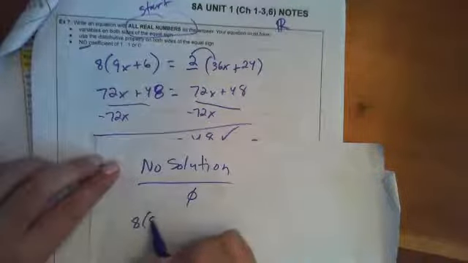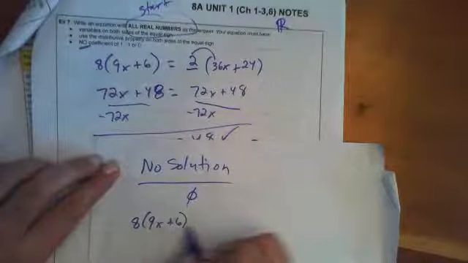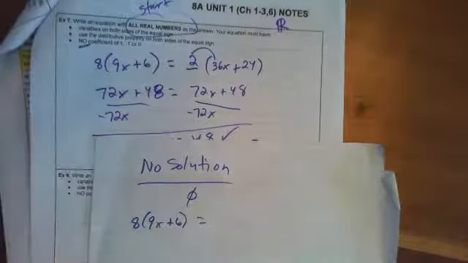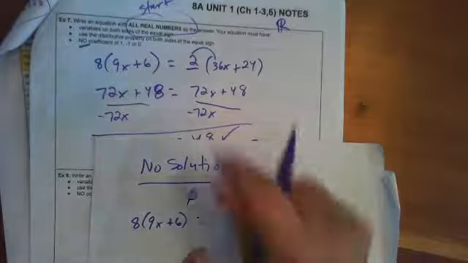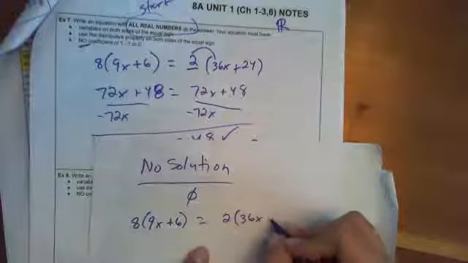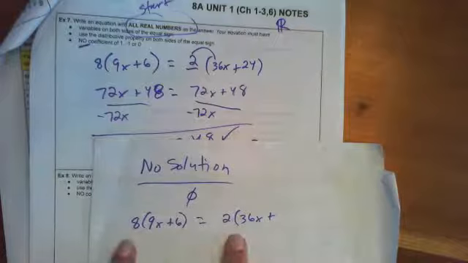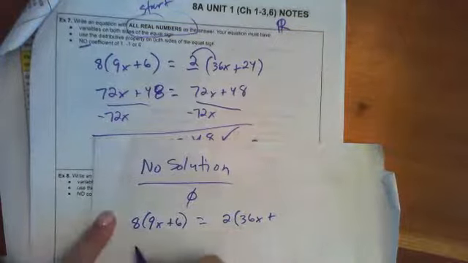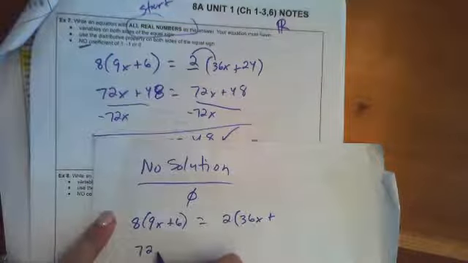8 times 9x plus 6, okay? I'm just going to use the same numbers. Now, I'm even going to go a step further. I'm going to do 2 times 36x, okay? I want the first two terms to be the same because I want to get rid of them. I want them to cancel out.